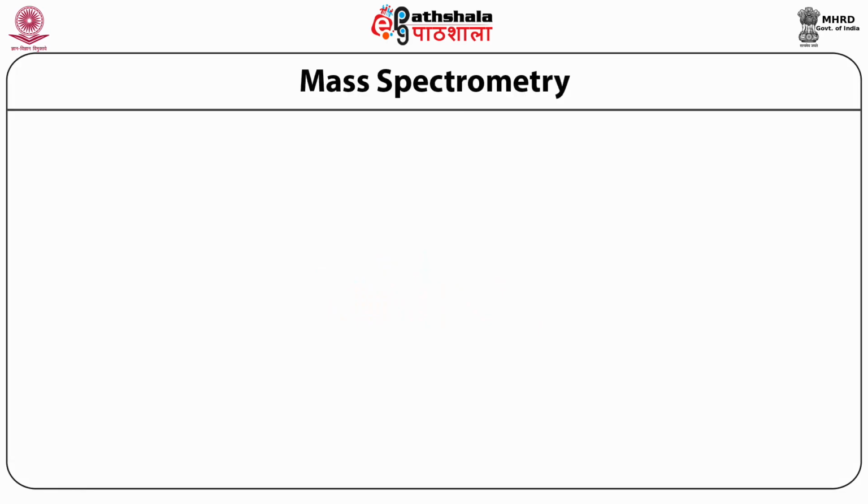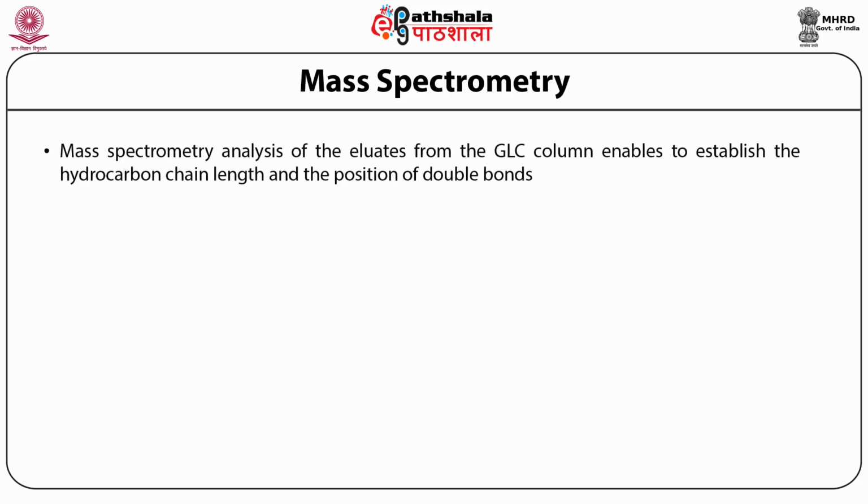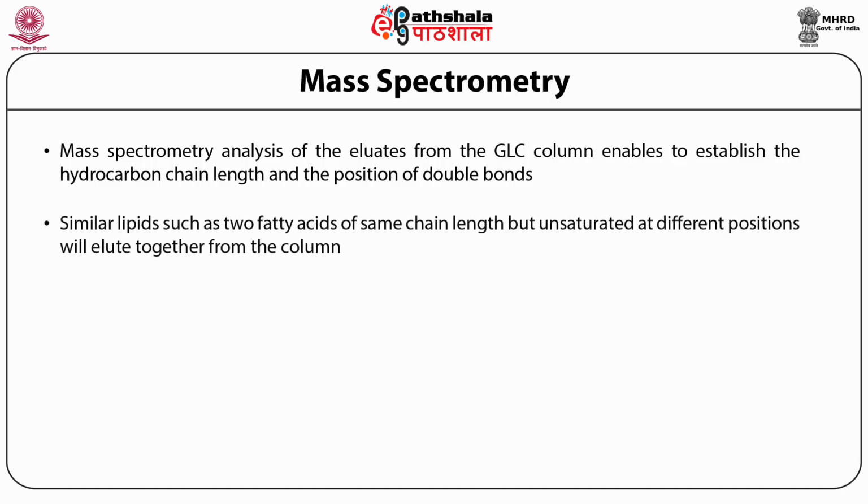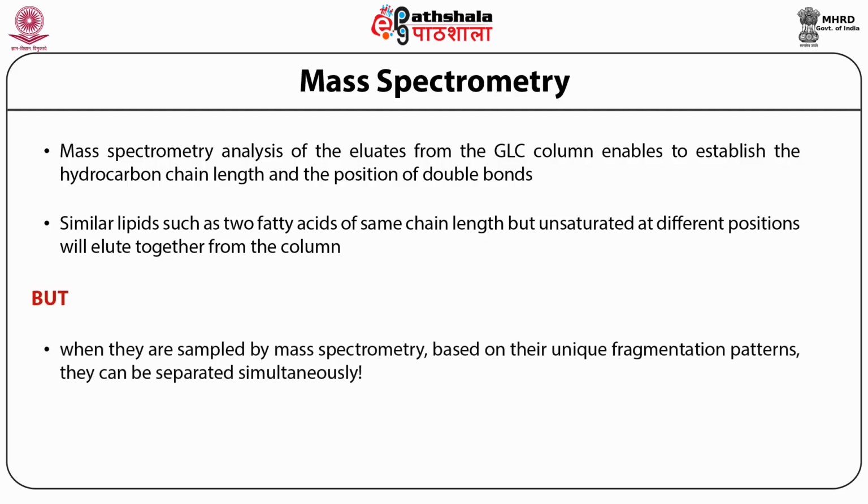As the eluates come out of the GLC column and enter the mass spectrometer detector, mass spectrometry analysis will establish the hydrocarbon chain length and the position of the double bond in the fatty acids. Similar lipids, such as two fatty acids that have the same chain length but are unsaturated at different positions, will elute together from the column, but when they are sampled by mass spectrometry, based on their unique fragmentation patterns, they can be separated or identified simultaneously.